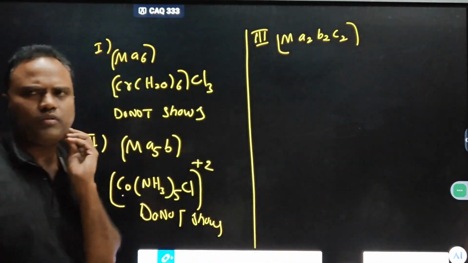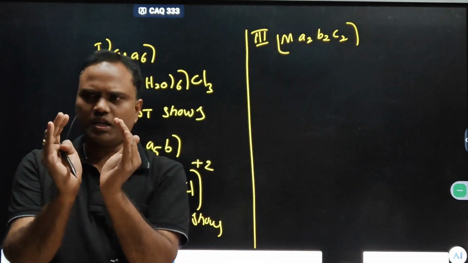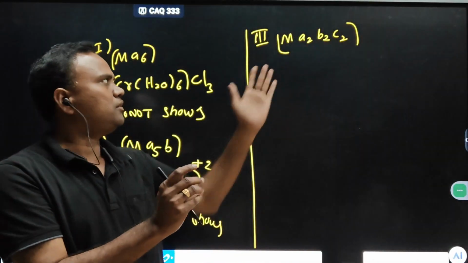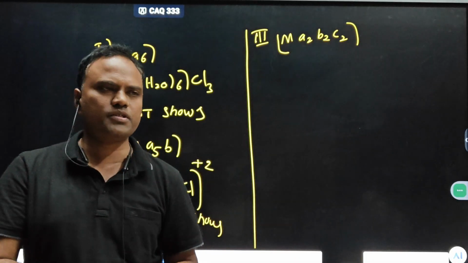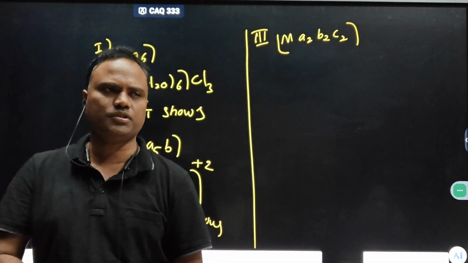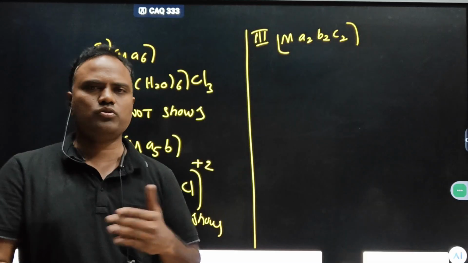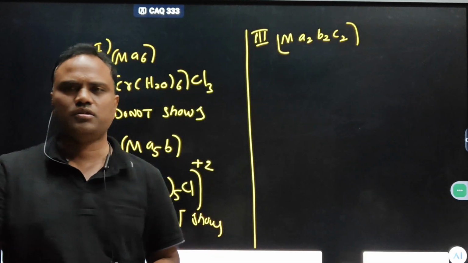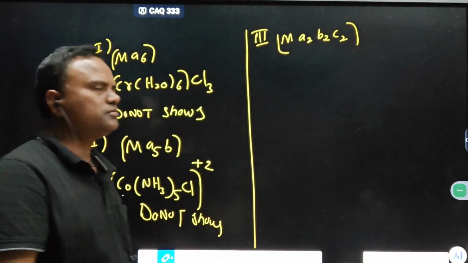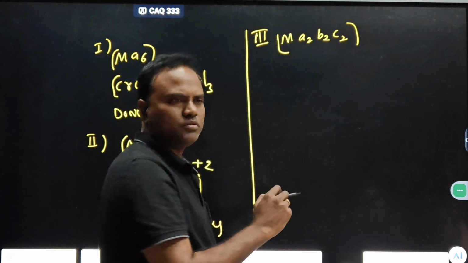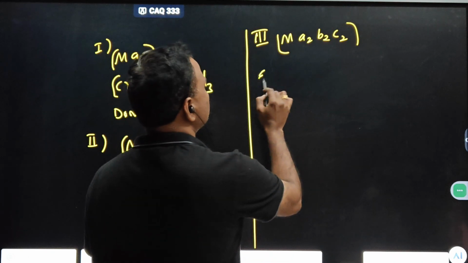All are monodentate only. What I said, I mentioned bidentate in the brackets only. A is monodentate, 2 times it is present. B is monodentate 2 times. C is monodentate 2 times. So 2 plus 2 plus 2, total 6. So the coordination number is 6. Will it show? Yes. Example.